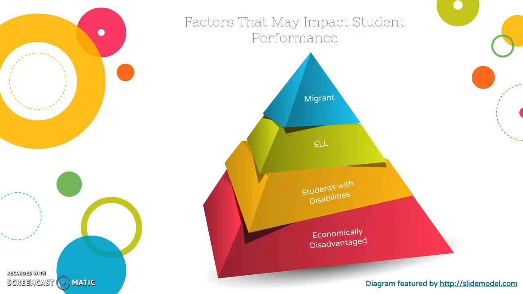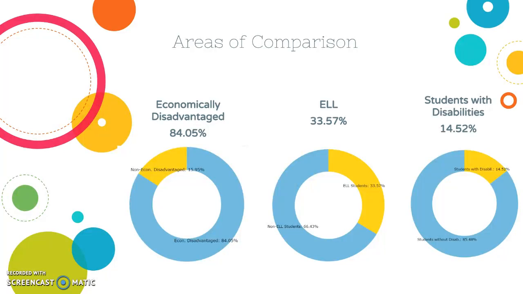So when I went and looked at our Kansas State report card, I found that we had some factors that could have impacted our student performance at a building level. Some of those things were the economically disadvantaged population within my building, our students with disabilities, our ELL population, and also migrant students. I looked at those a little closely. I decided to focus in on 3 areas: economically disadvantaged, ELL population, and then students with disabilities.